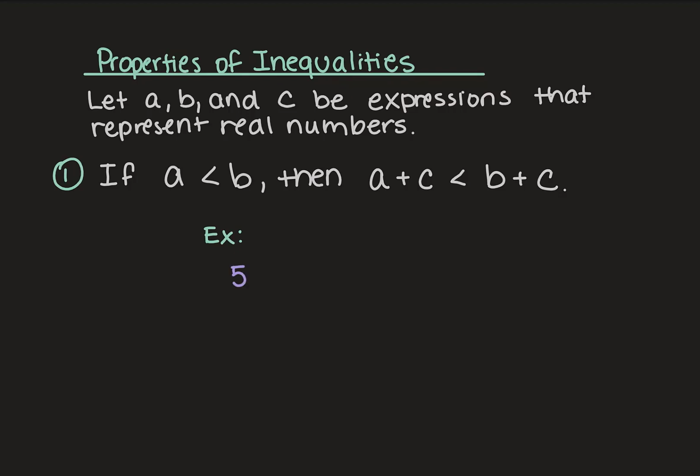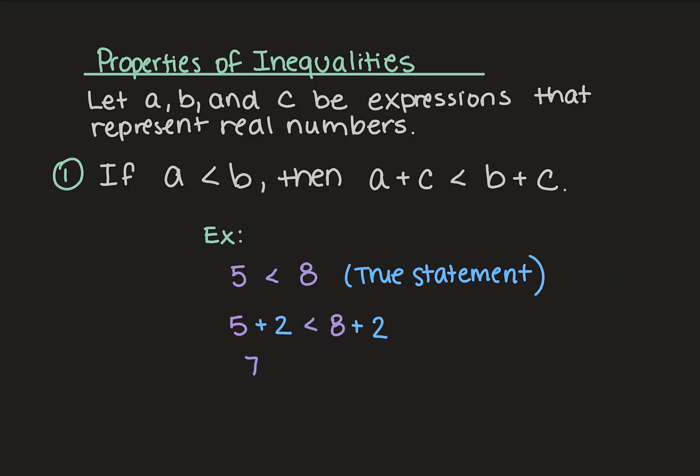So let's check this with an example. We have 5 is less than 8, which is a true statement. Now let's add 2 to both sides of the inequality. We have 5 plus 2 is less than 8 plus 2. This simplifies to 7 is less than 10, which is still true.